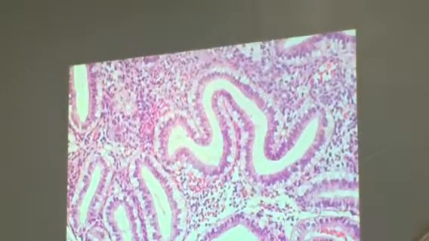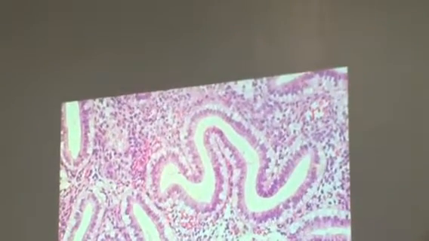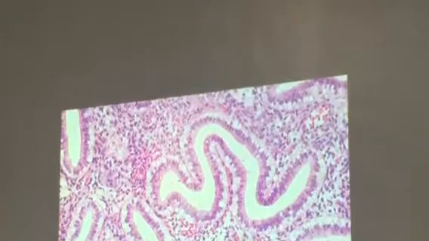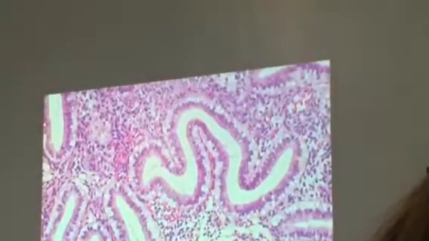So those are your clues to proliferative versus secretory. Now, why is it important for you to know this? It's because most endometrial carcinomas, and all hyperplasias, take on a proliferative pattern.